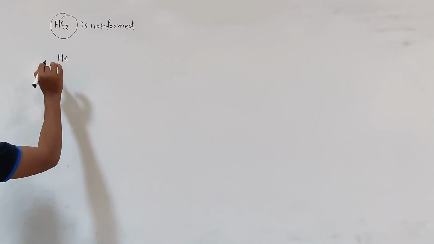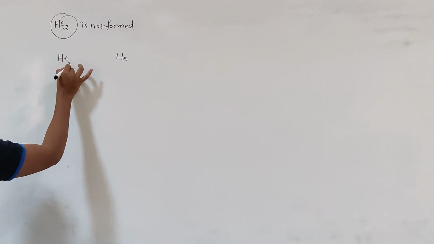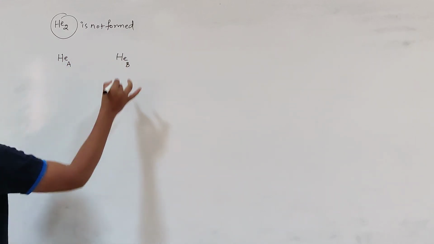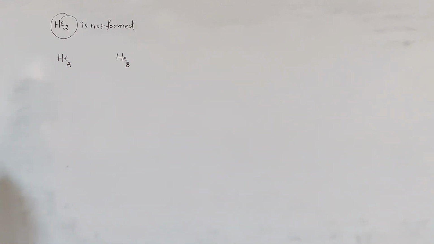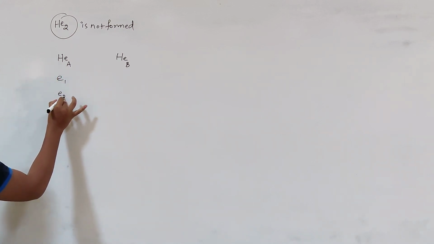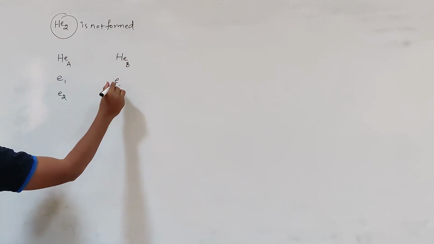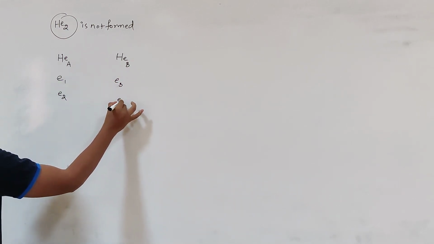That is definitely between the two atoms, He and He, which are labeled as HeA and HeB. The atomic number of helium is 2, so 2 electrons are present. These 2 electrons are, say, in the first atom E1 and E2. In the second atom, the 2 electrons are labeled as E3 and E4.